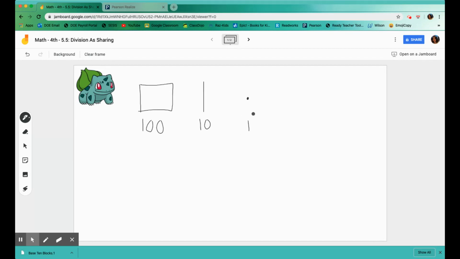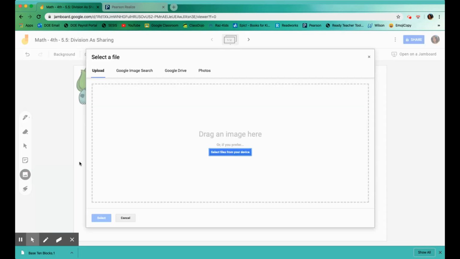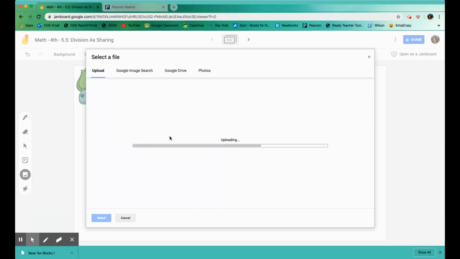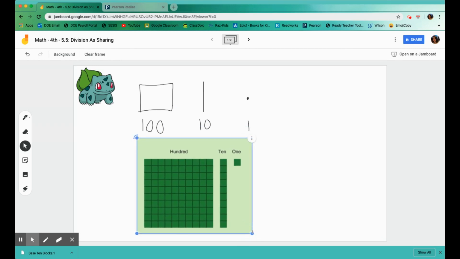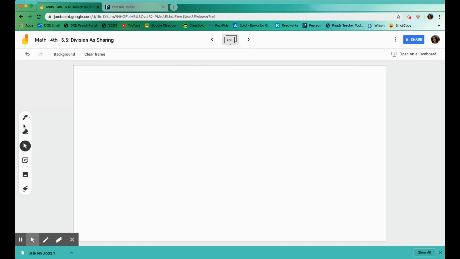These drawings are very similar to the base 10 blocks that we used in class. As a reminder, here is what it looked like. As you can see, the ones look like the ones, the tens look like the tens, and the hundreds look like the hundreds. Let's try solving a division problem using our drawings.